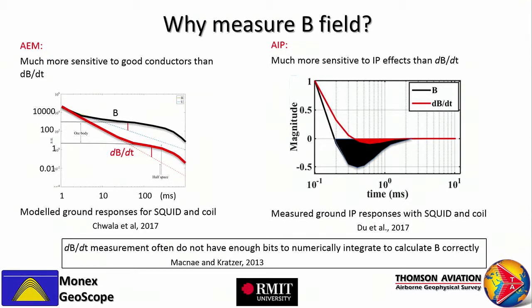For airborne IP, when we're looking at the IP response, we get that classical negative dipping structure. The B field not only has the higher amplitude, but more importantly, it's occurring earlier in time. That zero crossover is possibly not quite an order of magnitude, but it has occurred earlier in time. So B field would be the better style of sensor.